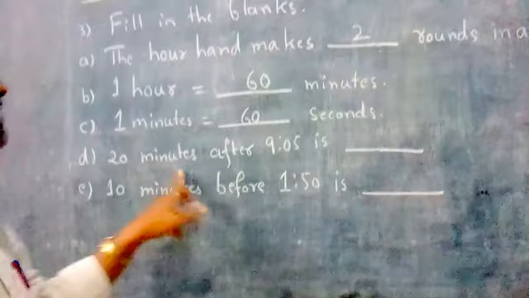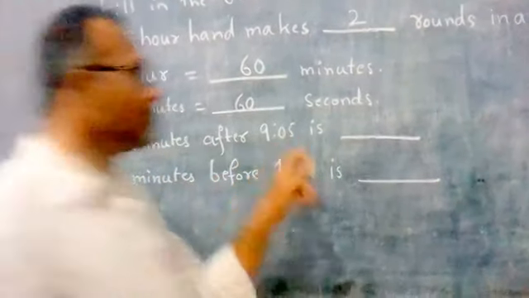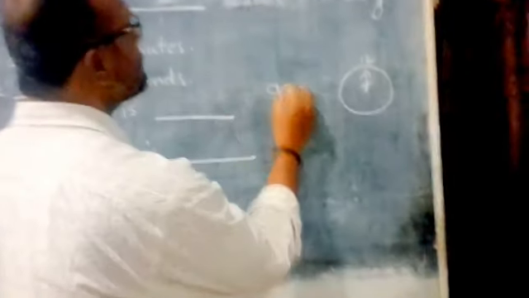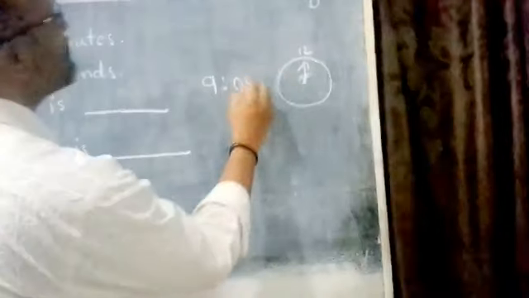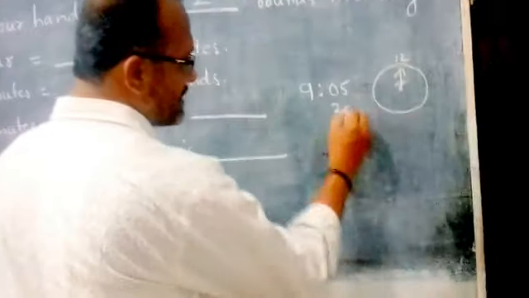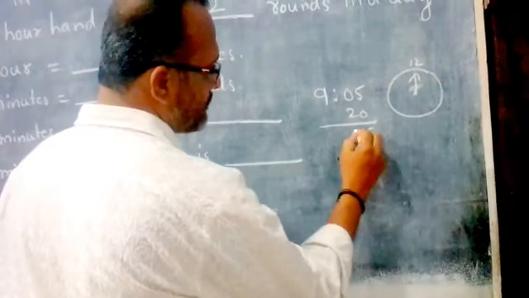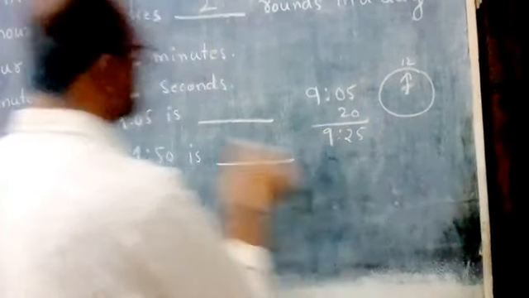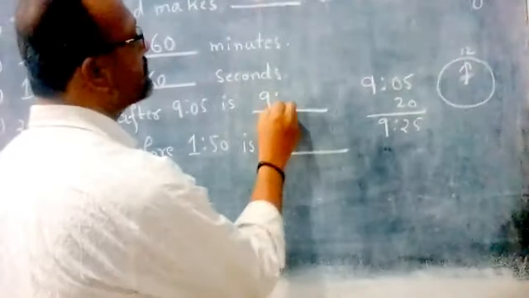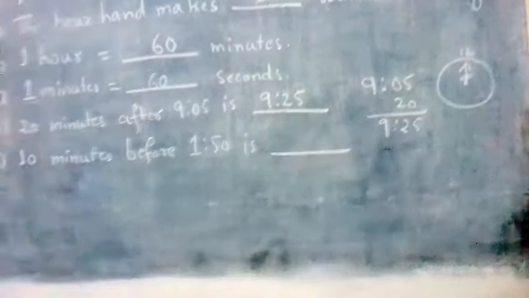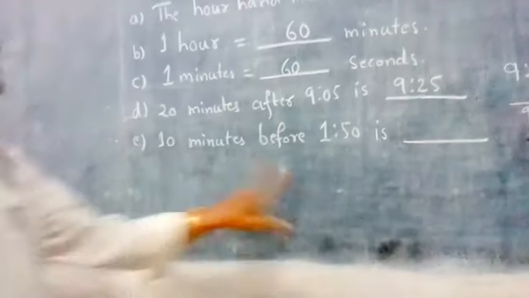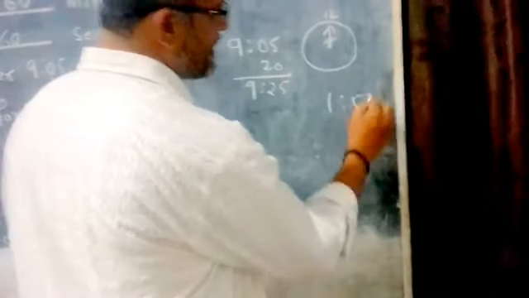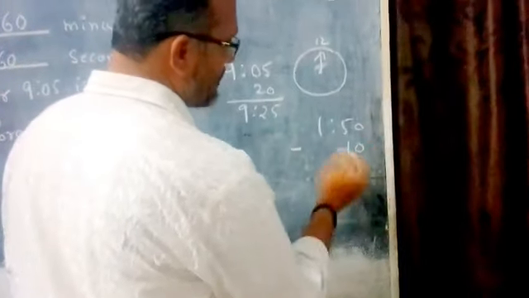Okay. Now we come to the next one. 20 minutes after 9:05. 9 hours and 5 minutes is given here, and we have to add 20 minutes. If you add 20 minutes, what time will you get? It will be 9:25. Next one is 10 minutes before 1:50. Before means minus: 1:50 minus 10 minutes.